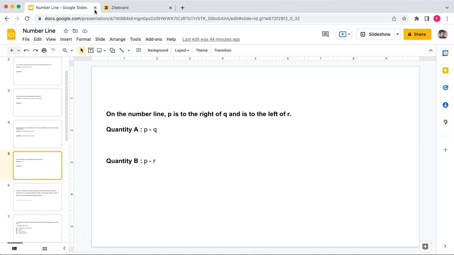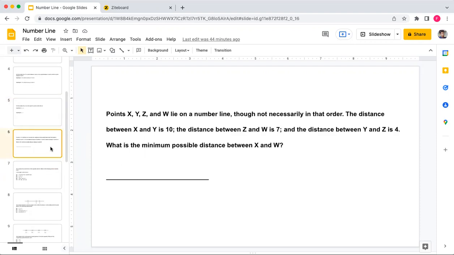What is the answer for this question? Is it A? Okay. This is a very good question. Try this question. Let's take 2 minutes for this question.